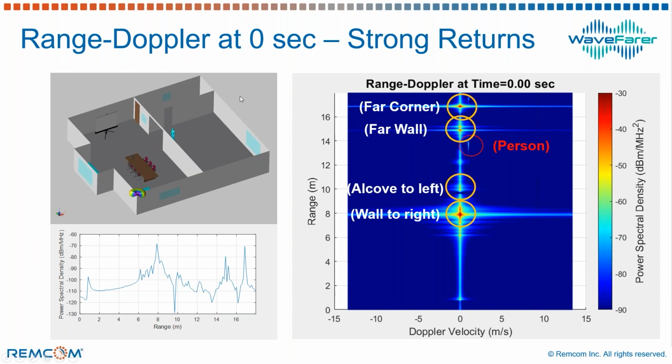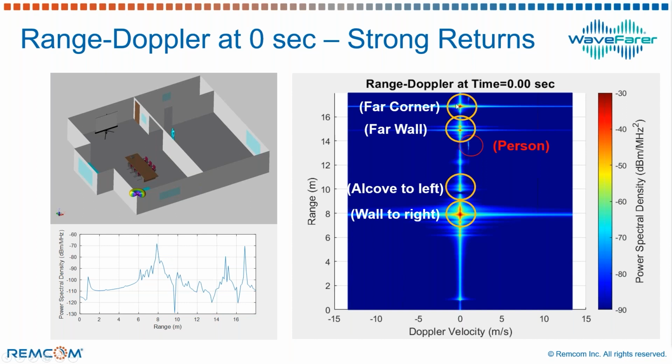So as we go through the results then, in our first case, at 0 seconds, the person is on the other side of the room. Here's what our range Doppler looks like. We can see with the person moving, relative to the radar, we're getting maybe a 1 meter per second Doppler. We can actually pick up the person on the other side of the wall here. But we do see some strong returns coming in at 0 Doppler, stationary, from different parts of the room.